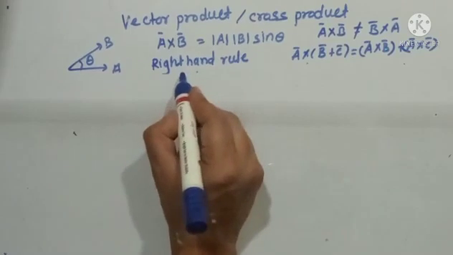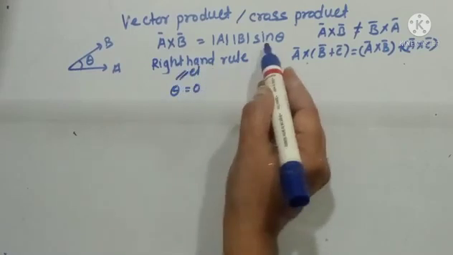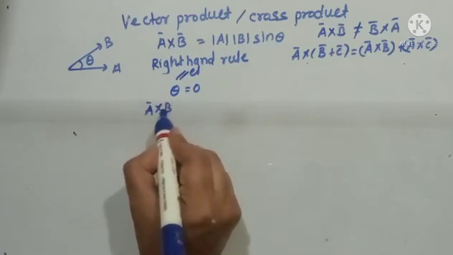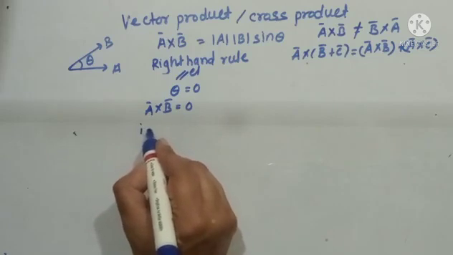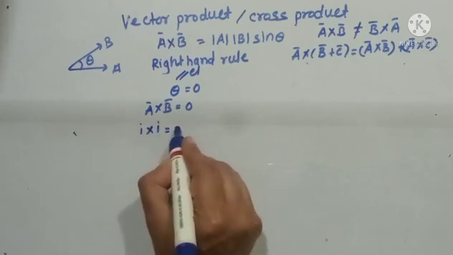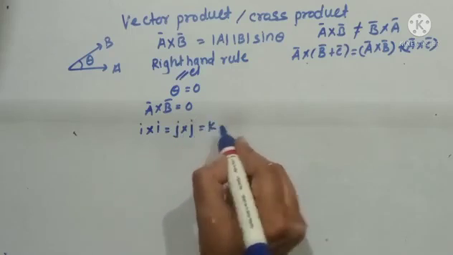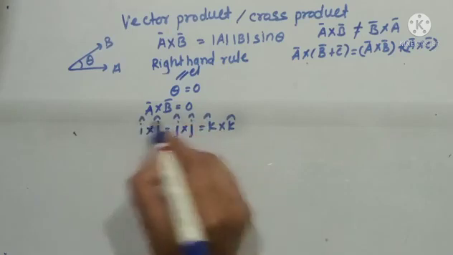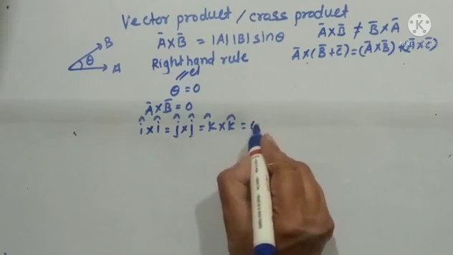Now suppose there are two vectors which are parallel to each other, so the angle between them will be 0. We know that sine 0 is equal to 0, therefore vector A cross vector B is equal to 0. The vector product of the unit vectors with themselves will also be equal to 0. So i cross i, j cross j and k cross k will be equal to 0.